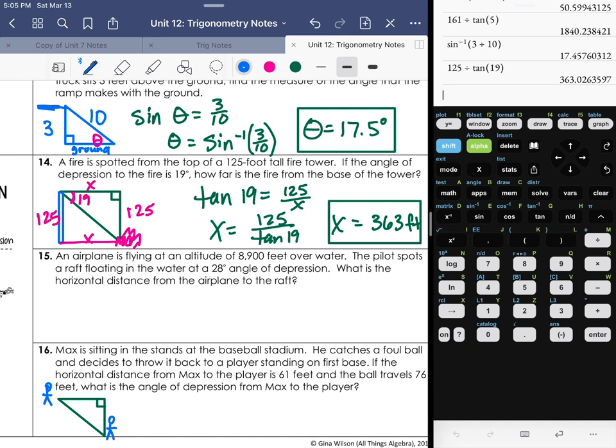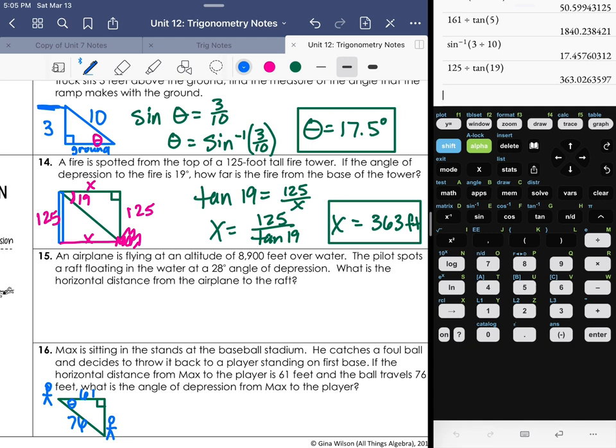If the horizontal distance from Max to the player is 61 feet, so if Max could walk on air to the player, he would walk 61 feet. And the ball travels 76 feet to get to the player. So when Max throws it, he throws it along this hypotenuse, and it is 76 feet. What is the angle of depression from Max to the player? So what is this angle, in other words?